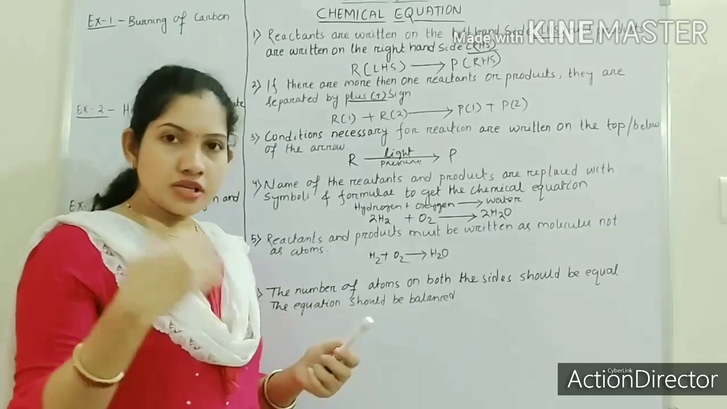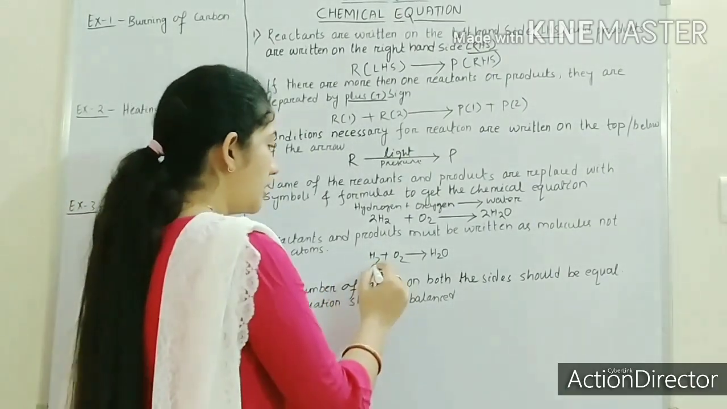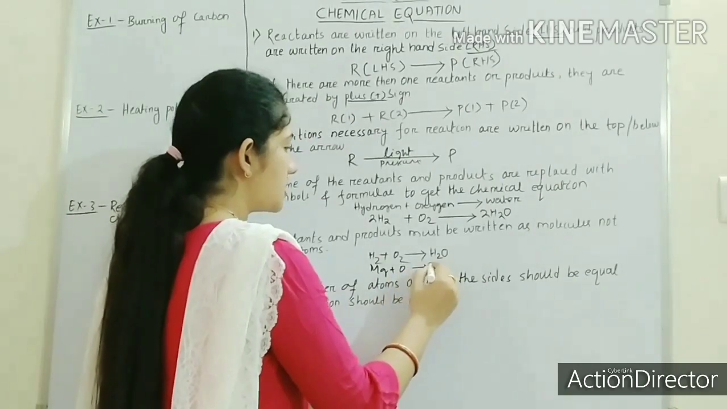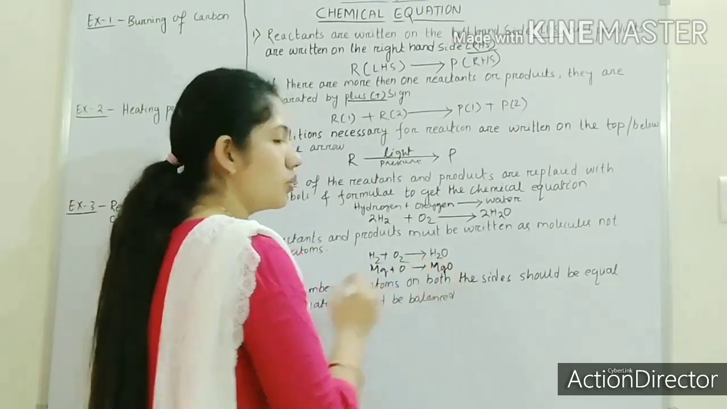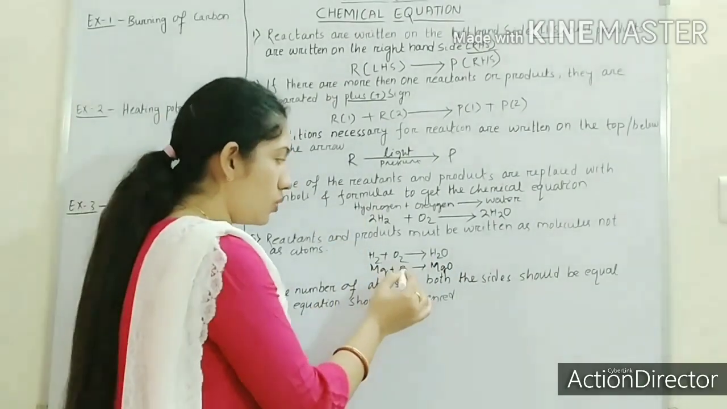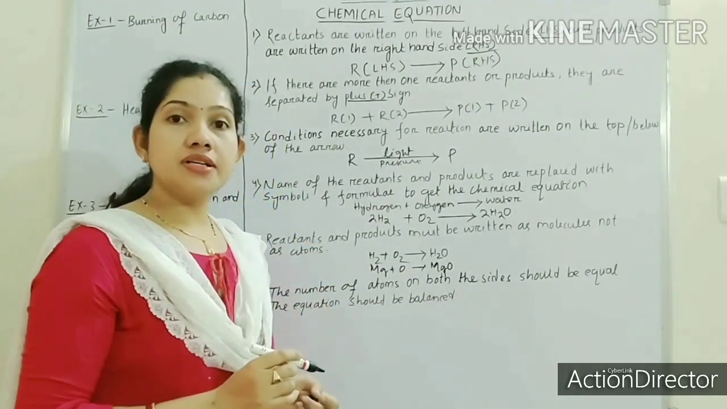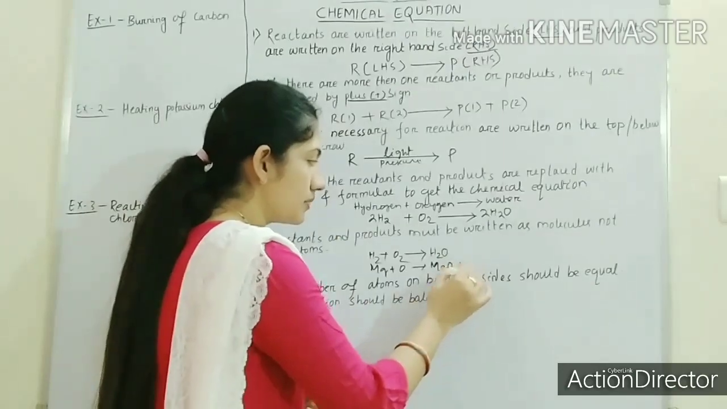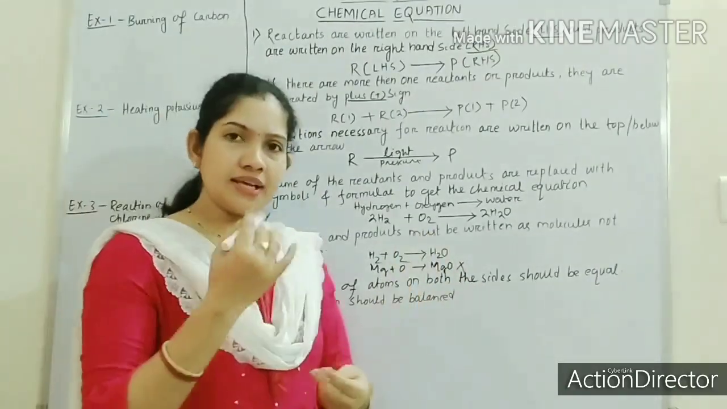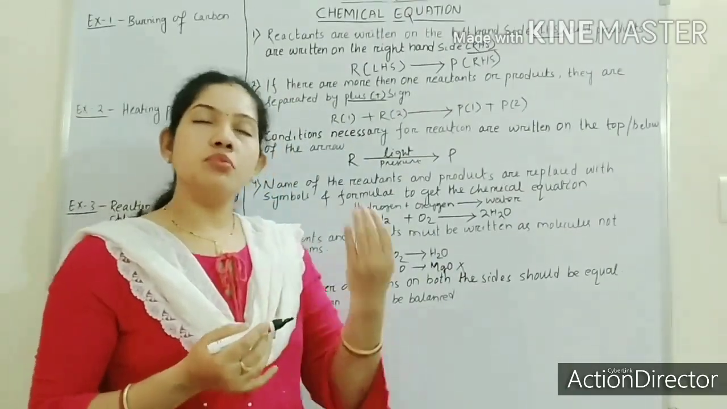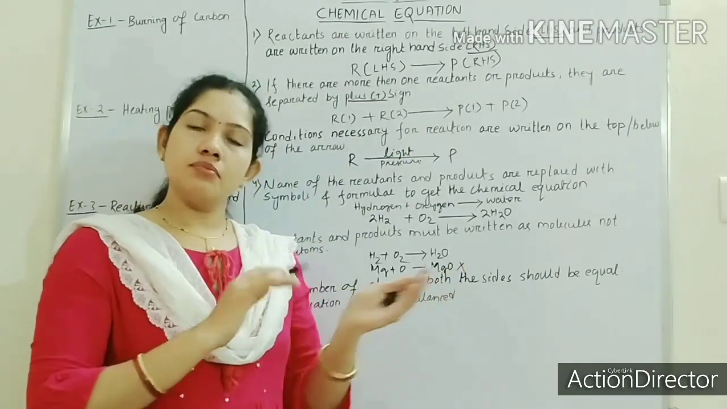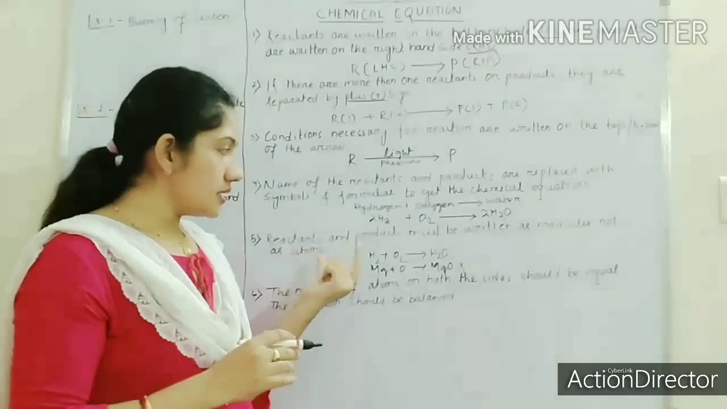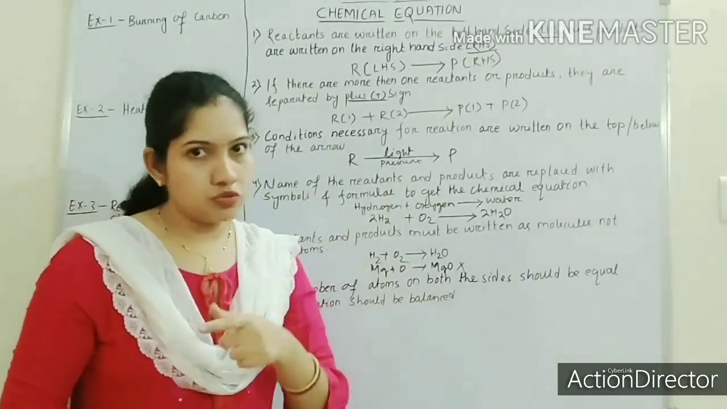One more example I can give you: Mg plus O gives rise to MgO. We cannot write this O here, because we have written it in atomic format, so it is wrong. Got it? As you gradually do more chemical equations on your own, you will have a clear idea of this. So this is the next rule: we have to write it in its molecular format.